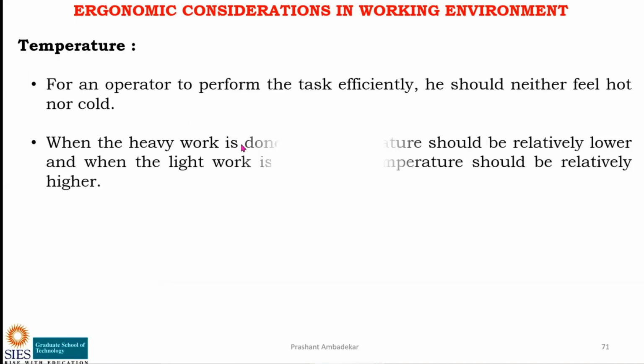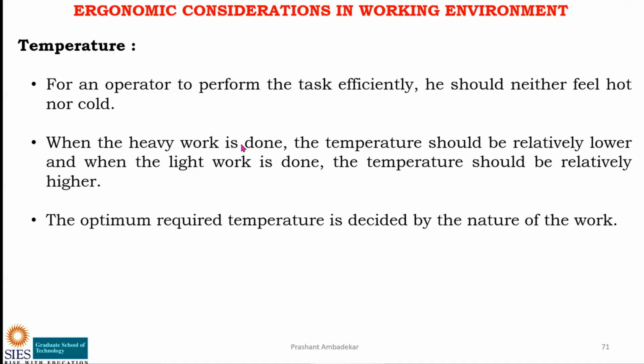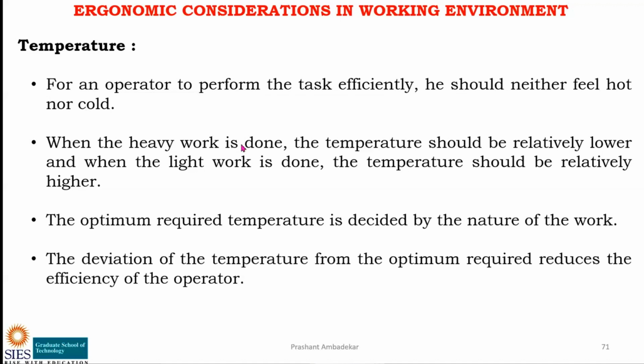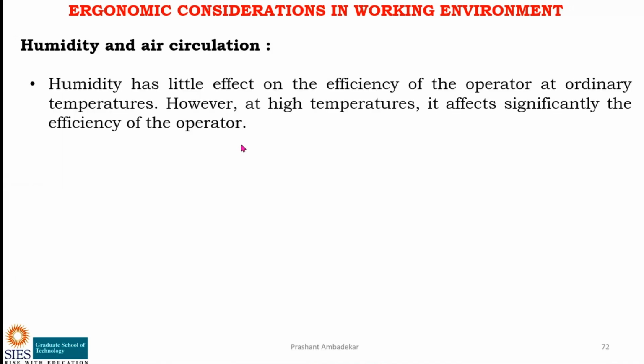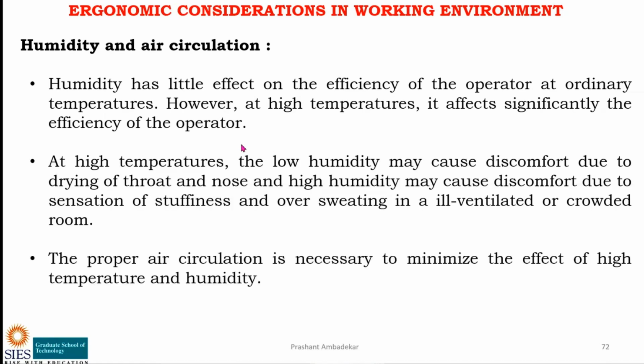Then temperature: the proper temperature condition should be there so that the operator who is working on the particular machine should not feel disturbed because of a change in temperature. And the last point is humidity and air condition. There should be proper ventilation, there should be circulation of air so that it can be properly operated by the person. So all these are ergonomic and aesthetic considerations in design.